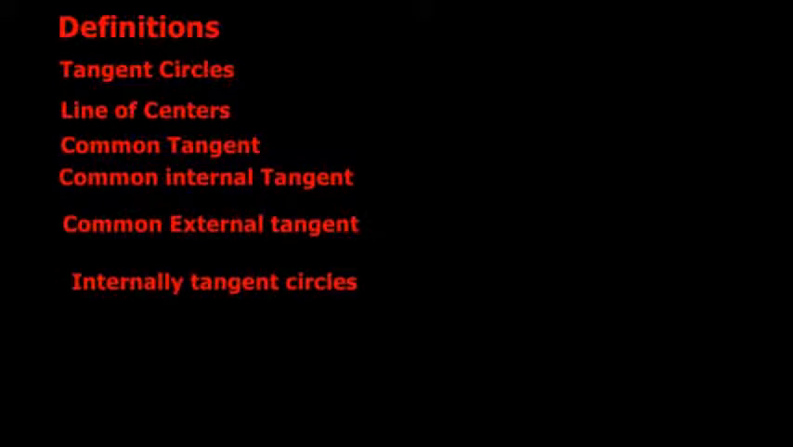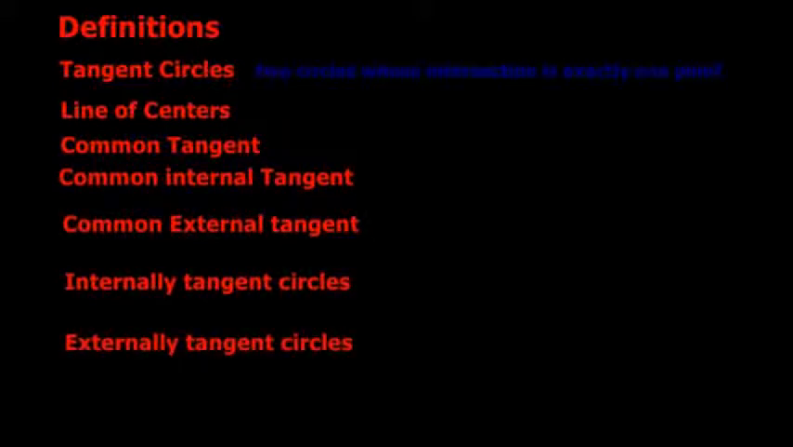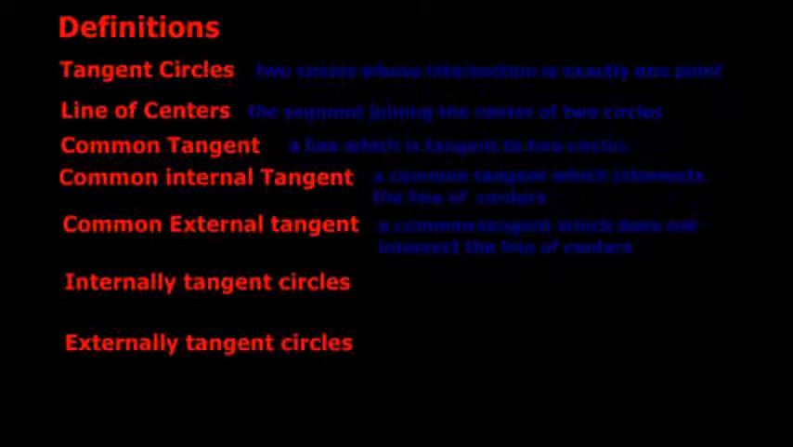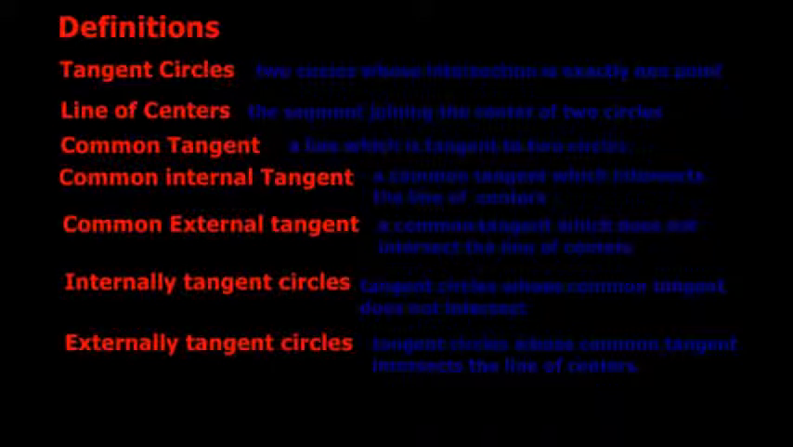Definitions. Tangent circles, two circles whose intersection is exactly one point. Line of centers, the segment joining the centers of two circles. Common tangent, a line which is tangent to two circles. Common internal tangent, a common tangent which intersects the line of centers. External tangent, a common tangent which does not intersect the line of centers. Tangent circles whose common tangents do not intersect.